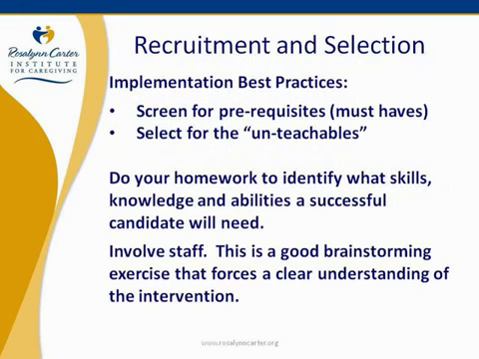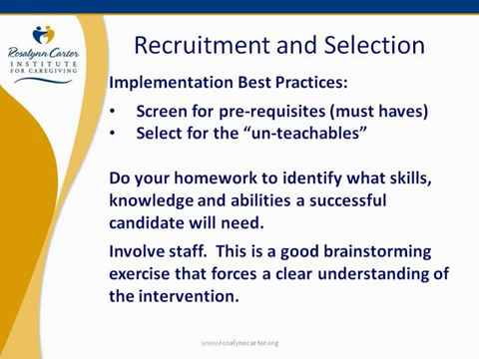Then once you're interviewing your candidates, you select for those things that you can't teach them. They have to bring those things to the table. It's something that you would not be able to teach them, like compassion or enthusiasm or being detail-oriented. They either have those or they don't. Chances are you're not going to be able to train those particular traits into them. So think about the unteachables that they need to deliver the intervention with fidelity.